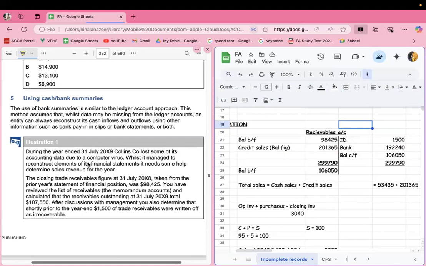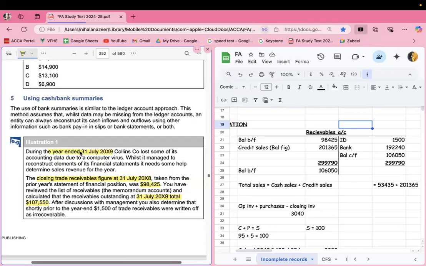The closing trade receivables on 31st December, taken from the prior year statement, is 98,425. From the prior year statement means in the previous year, if it was the balance, it becomes the current year opening balance. Understood? Okay, and it is calculated that the receivables outstanding at 31st July 2009 total to 107,550. Clear? That is the closing balance. Understood? Year end is 31st.